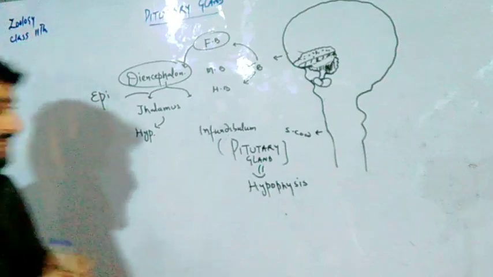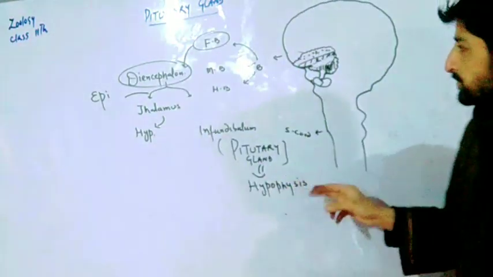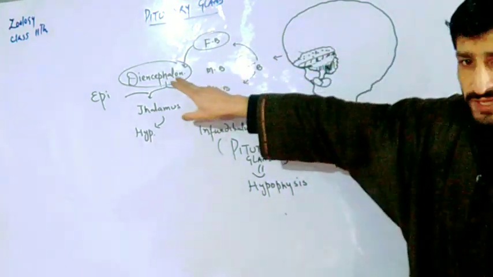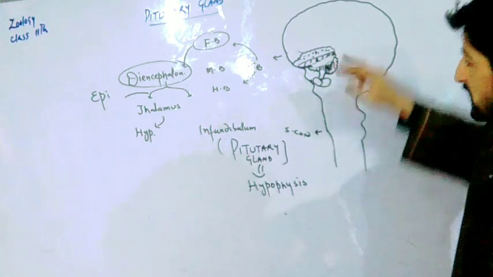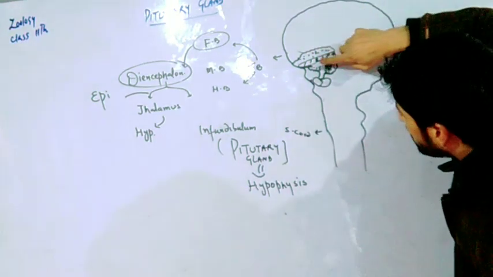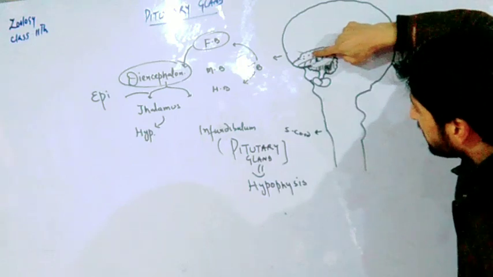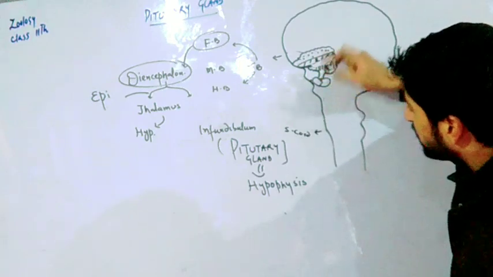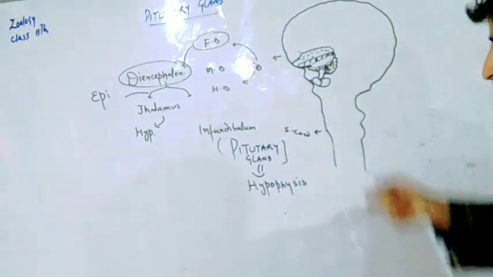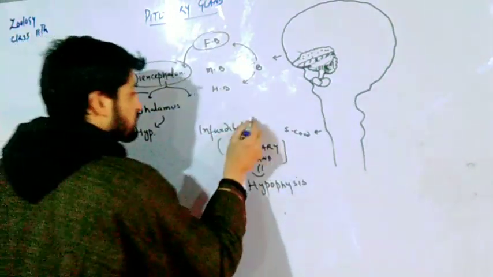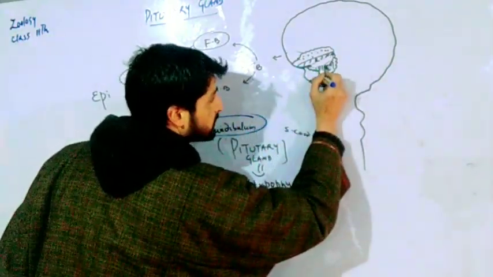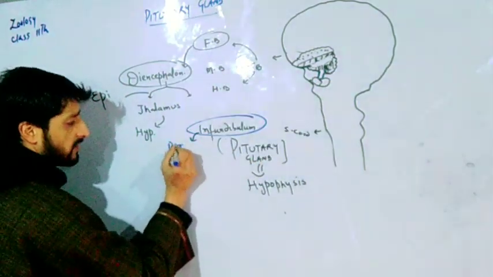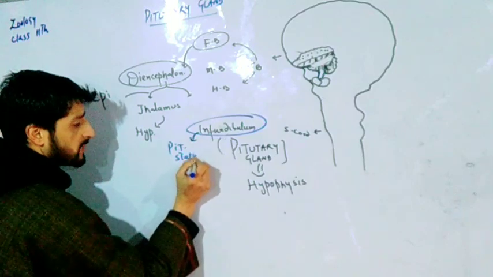So should we say this first point, that in our forebrain there is a special area. That special area is known as diencephalon. Diencephalon is made of three areas: epithalamus, thalamus, and hypothalamus. It is this hypothalamus that has a special tube-like or stalk-like structure. That stalk is known as infundibulum, also known as pituitary stalk.